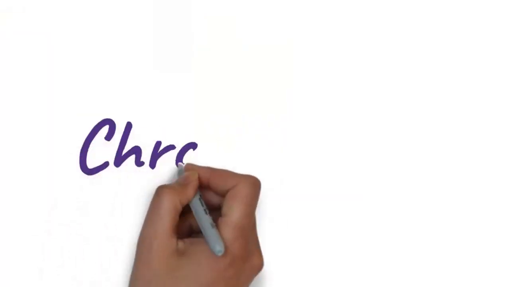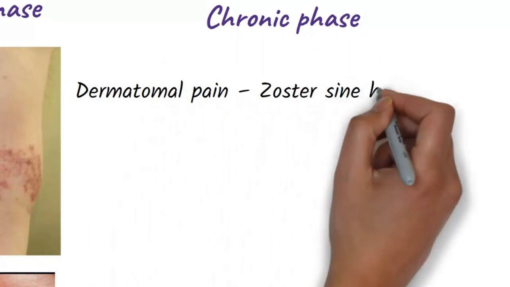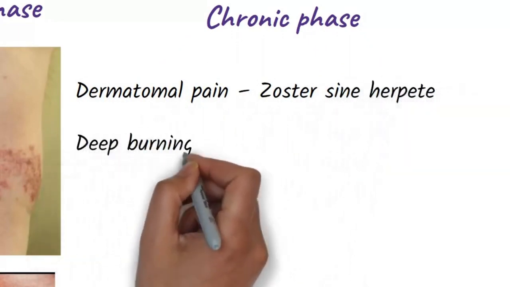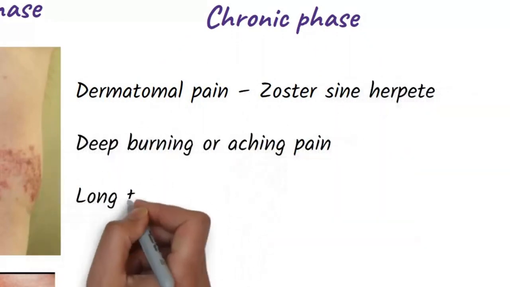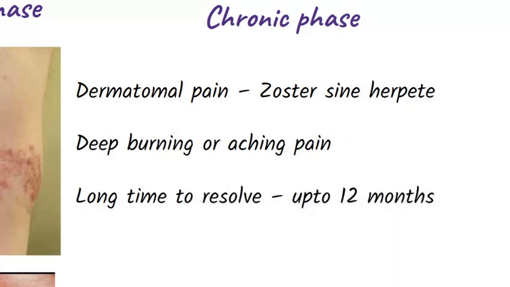In chronic phase there is presence of persistent or recurring pain without rash or dermatomal pain termed as zoster sine herpete. Deep burning or aching pain is evidenced and takes a long time to resolve, up to 12 months.